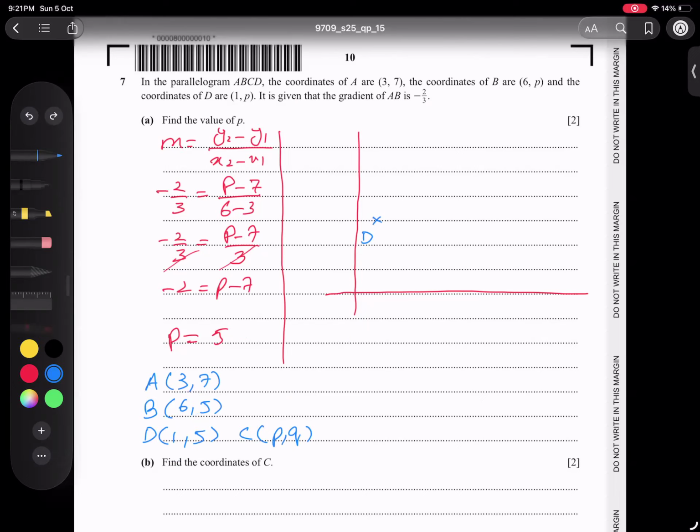Yeah, 6, 5. So 6 somewhere here and 5 exactly the same height. So this is the B coordinate: 6, 5. And this is 1, 5. Okay, where is the A coordinate? 3, 7. So 1, 2, 3, 7, somewhere up. Let's roughly make it here. I make it here, 3, 7.